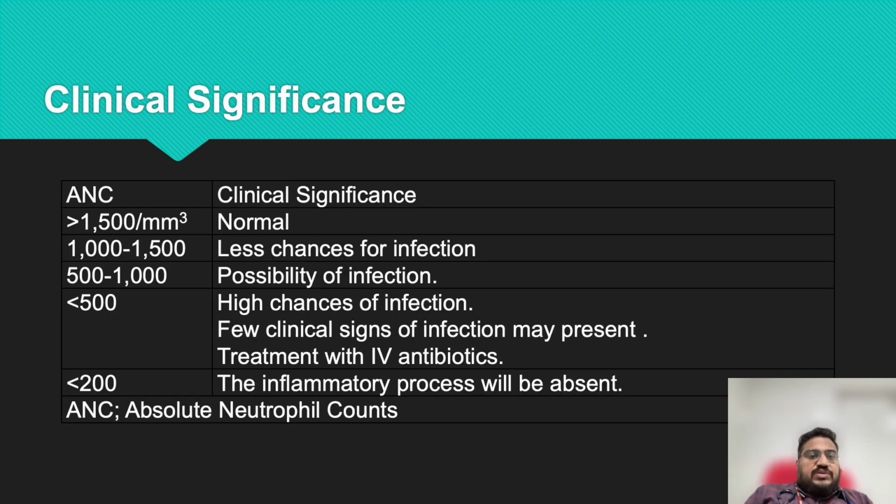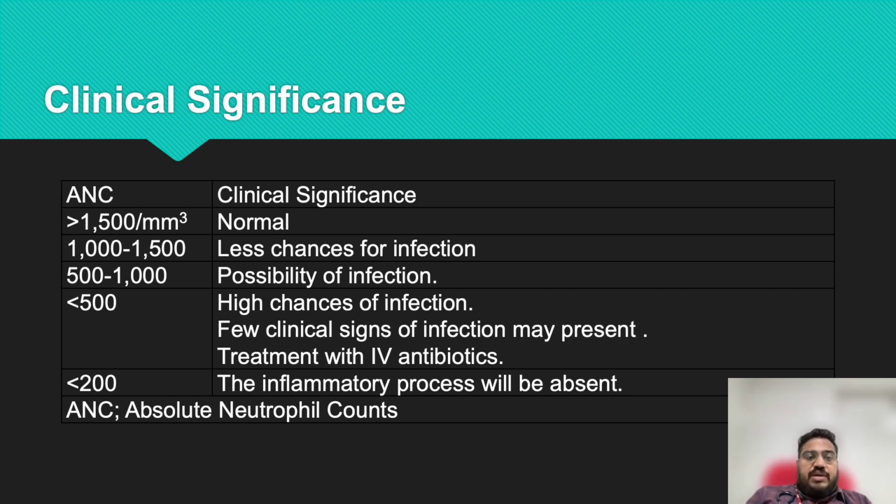So this is again the clinical significance. More than 1500 is normal, 1000 to 1500 less chance of infection, 500 to 1000 the possibility of infection starts developing, less than 500 very high chance of infection, and few clinical signs of infection may be present. So you should always have a high index of suspicion when these patients present to you, and they definitely need treatment with IV antibiotics. Less than 200, the inflammatory process will be totally absent, so you might not see any of the inflammatory process, and it is very, very significant and profound neutropenia.